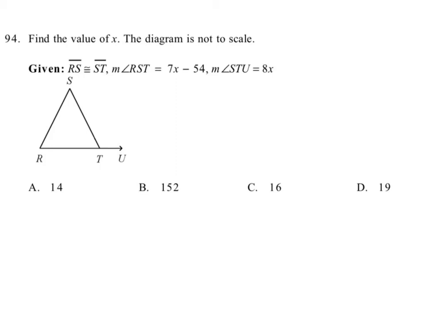Okay, so find the value of x. They're giving us information. Let's mark what they've given us. Side RS is congruent to side ST, so we know that we're dealing with an isosceles triangle. Maybe that'll help us. Okay.